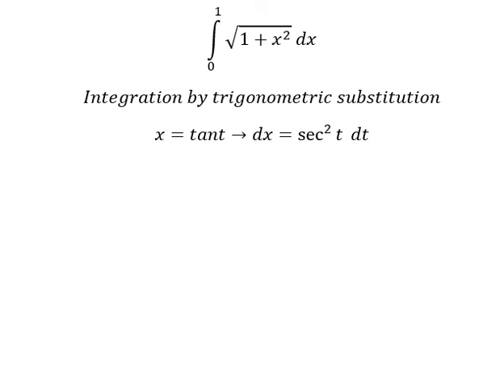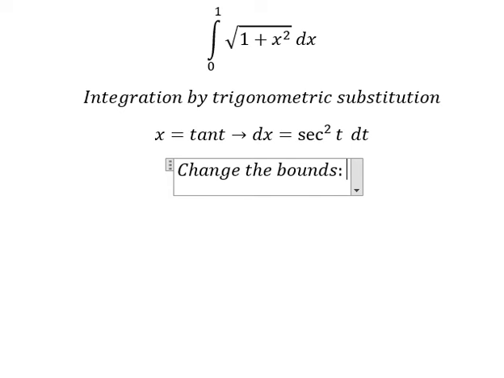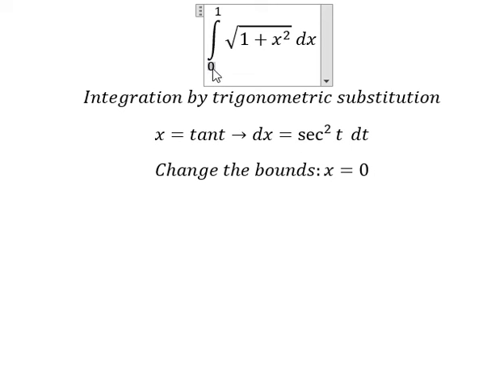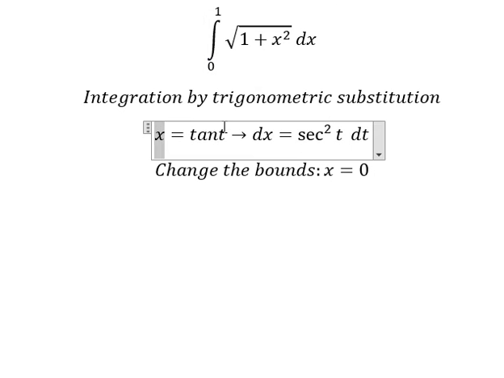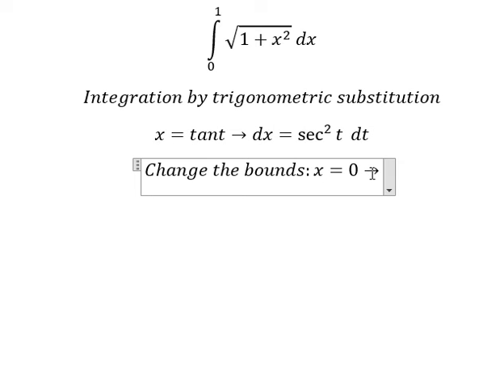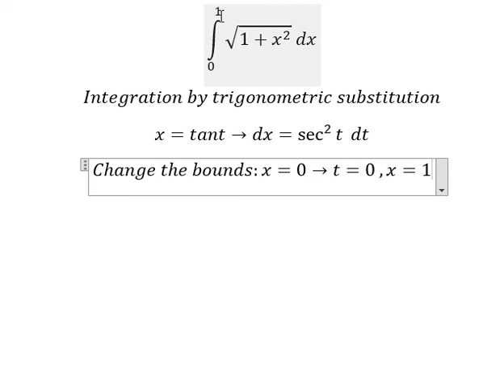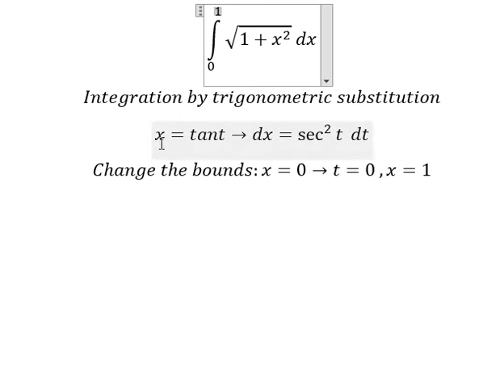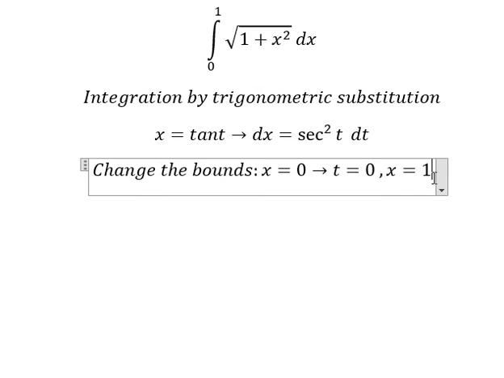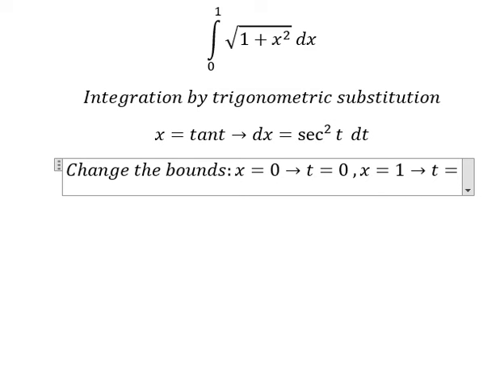Next, we need to change the bounds. When s equals number 0, I will put number 0 here to find the value of t. So t equals number 0. When s equals number 1, I will put number 1 here. So t equals pi over 4.